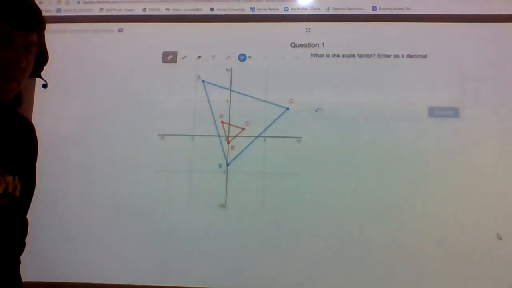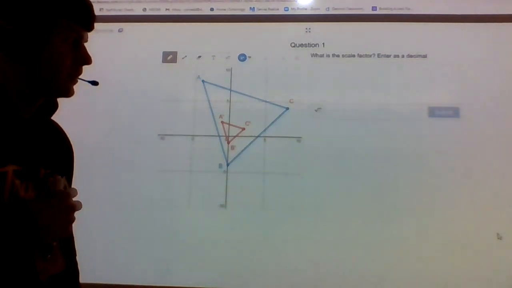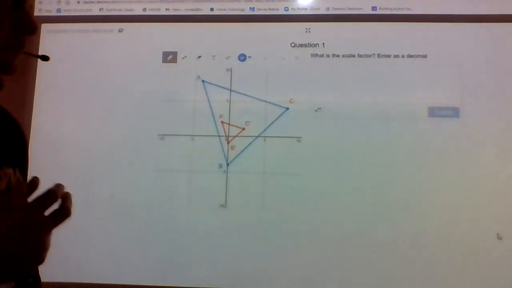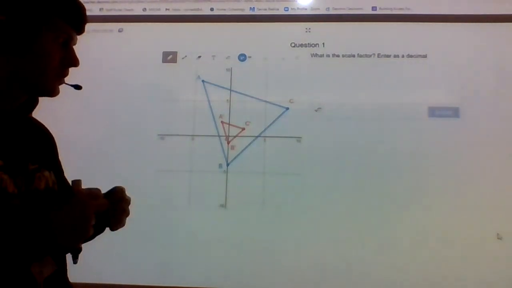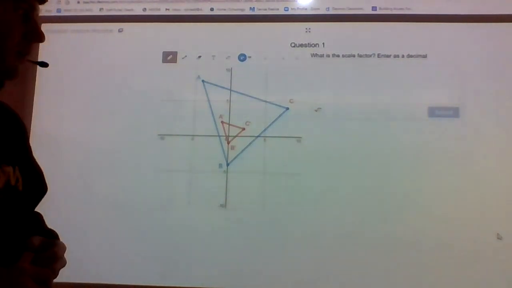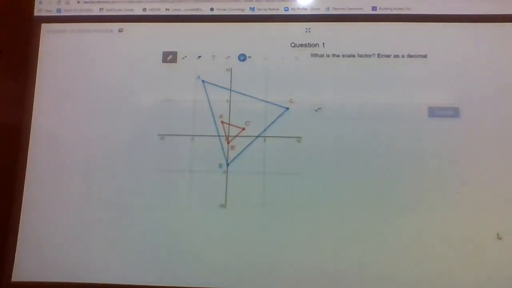All right, this is the review for topic 7. So we had two sections, 7.1 on dilations and then 7.3 on similar figures. So dilations were simply expansions or contractions away from a certain point. So for here, our center of dilation is going to be the origin 0, 0.